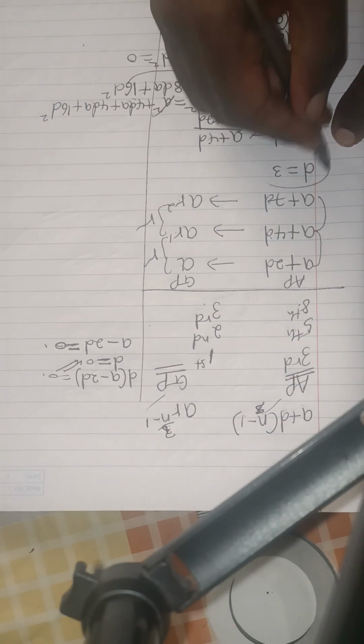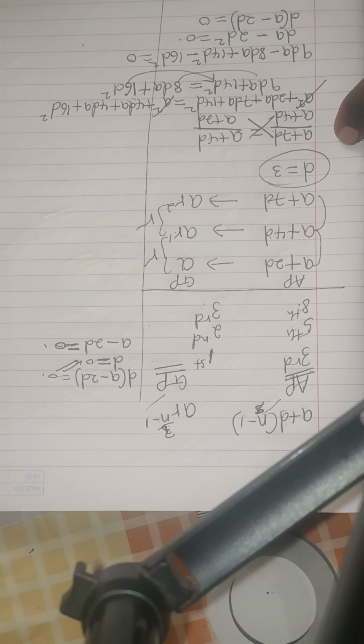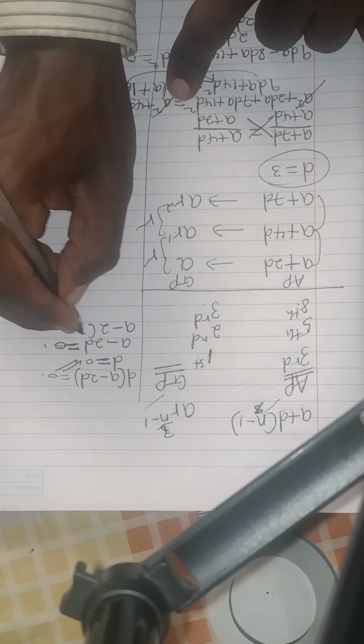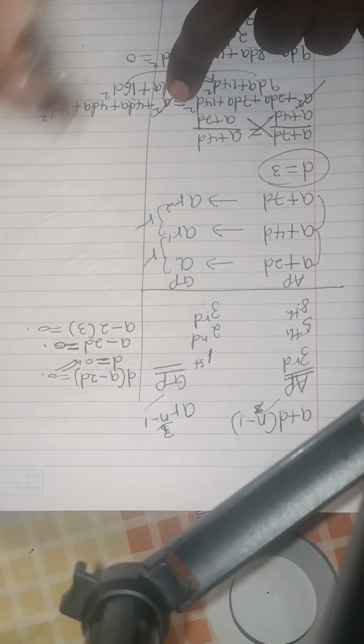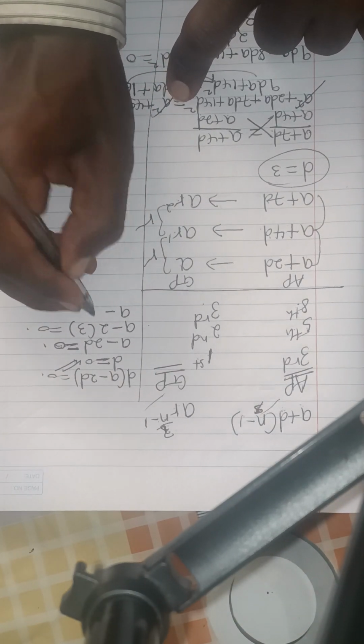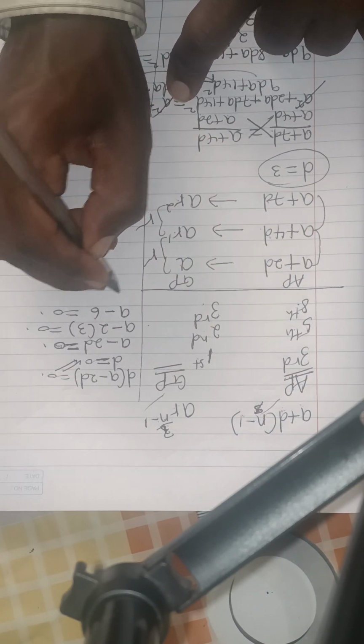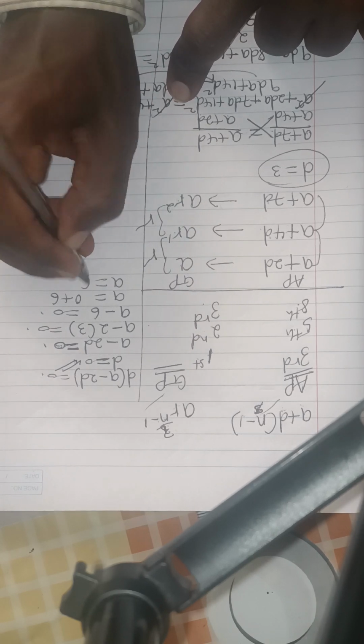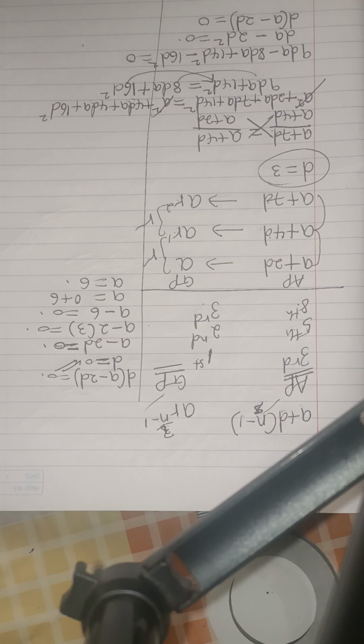So we are told that d is 3. We can't ignore that information. So we can just come here and say a minus 2 into 3 should be equal to 0. So a minus 6 should be equal to 0. So a is equal to 0 plus 6. So that means a is equal to 6.